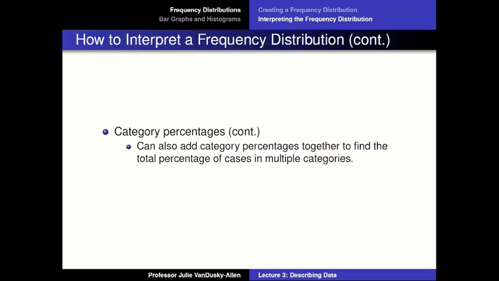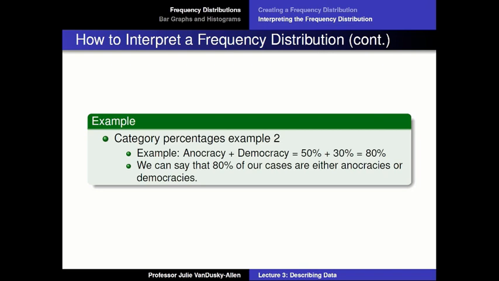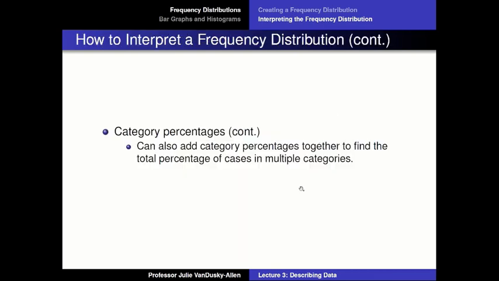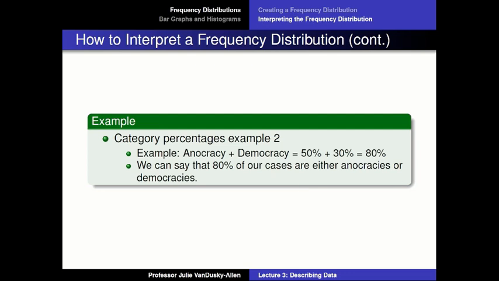You can also add the category percentages together to get the total percentage of observations in more than one category. So for example, you can add the anocracy and democracy category percentages together to see how many observations lie within the anocracy or democracy categories. So to do this, you would add 50% and 30% together to get 80%. So we can say that 80% of our cases are either anocracies or democracies.